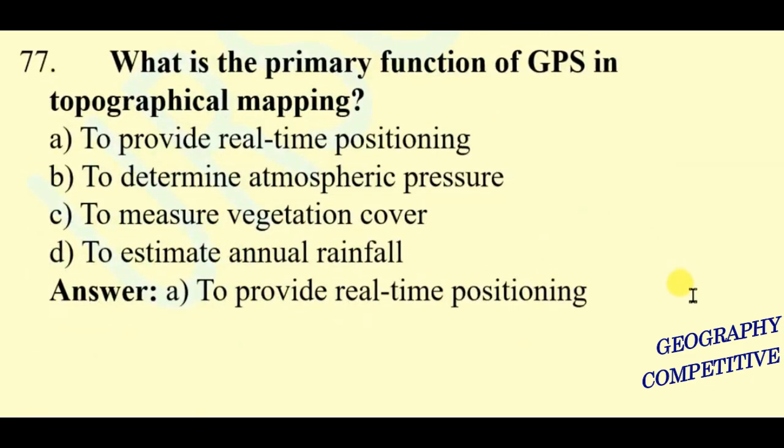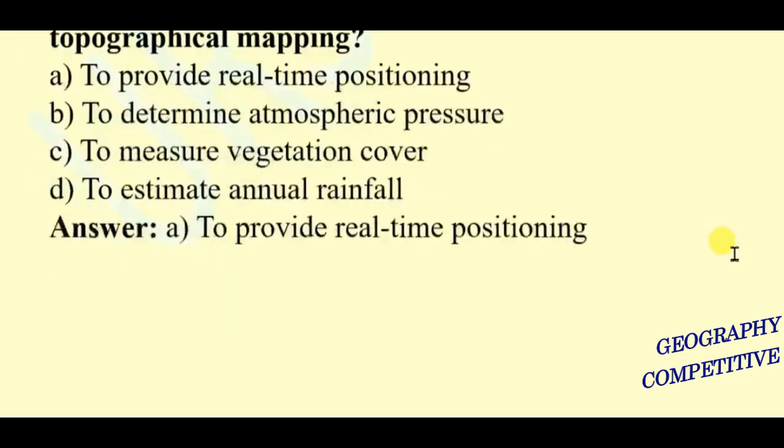Question 77. What is the primary function of GPS in topographical mapping? To provide real-time positioning, to determine atmospheric pressure, to measure vegetation cover, to estimate annual rainfall. Here the right answer will be to provide real-time positioning. GPS is global positioning system. So here the right answer will be real-time positioning.